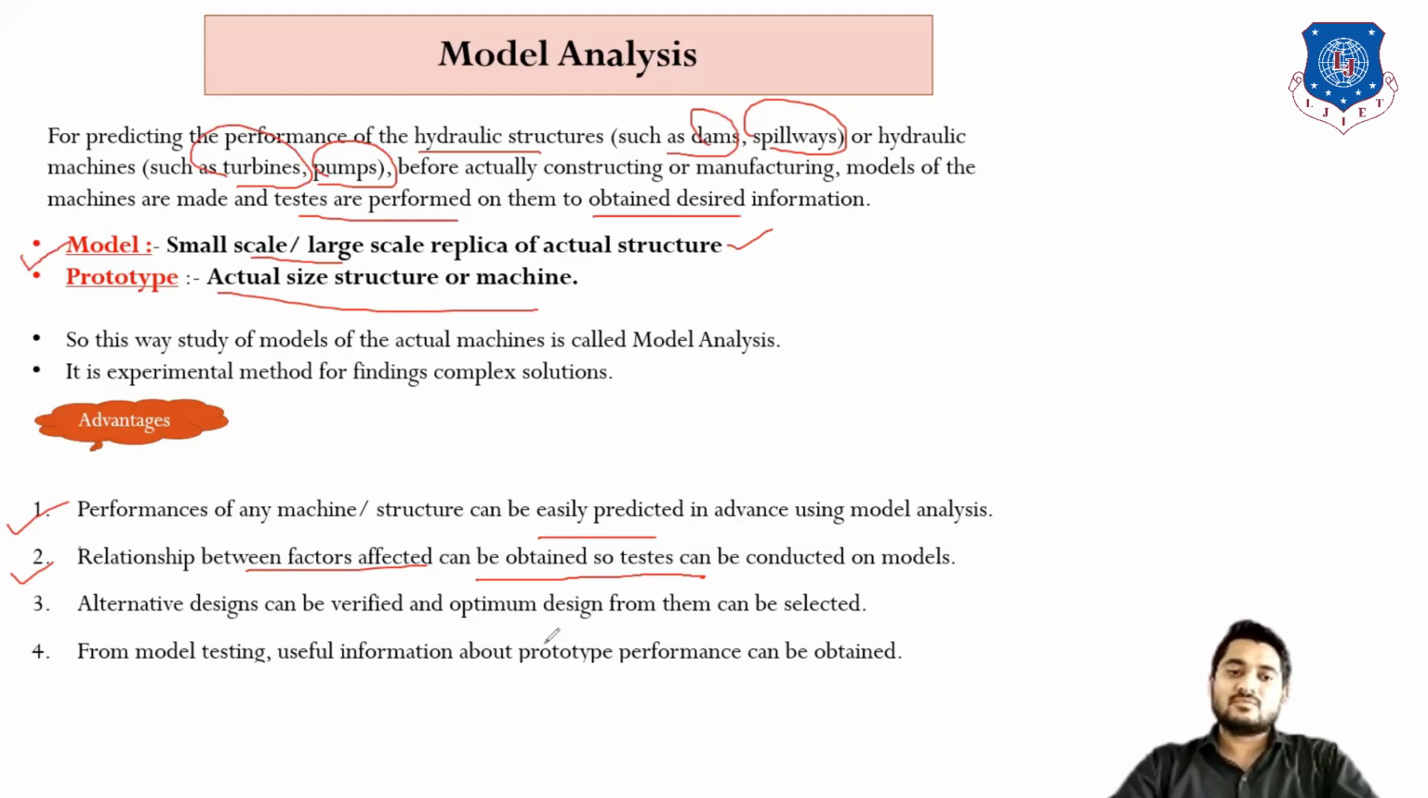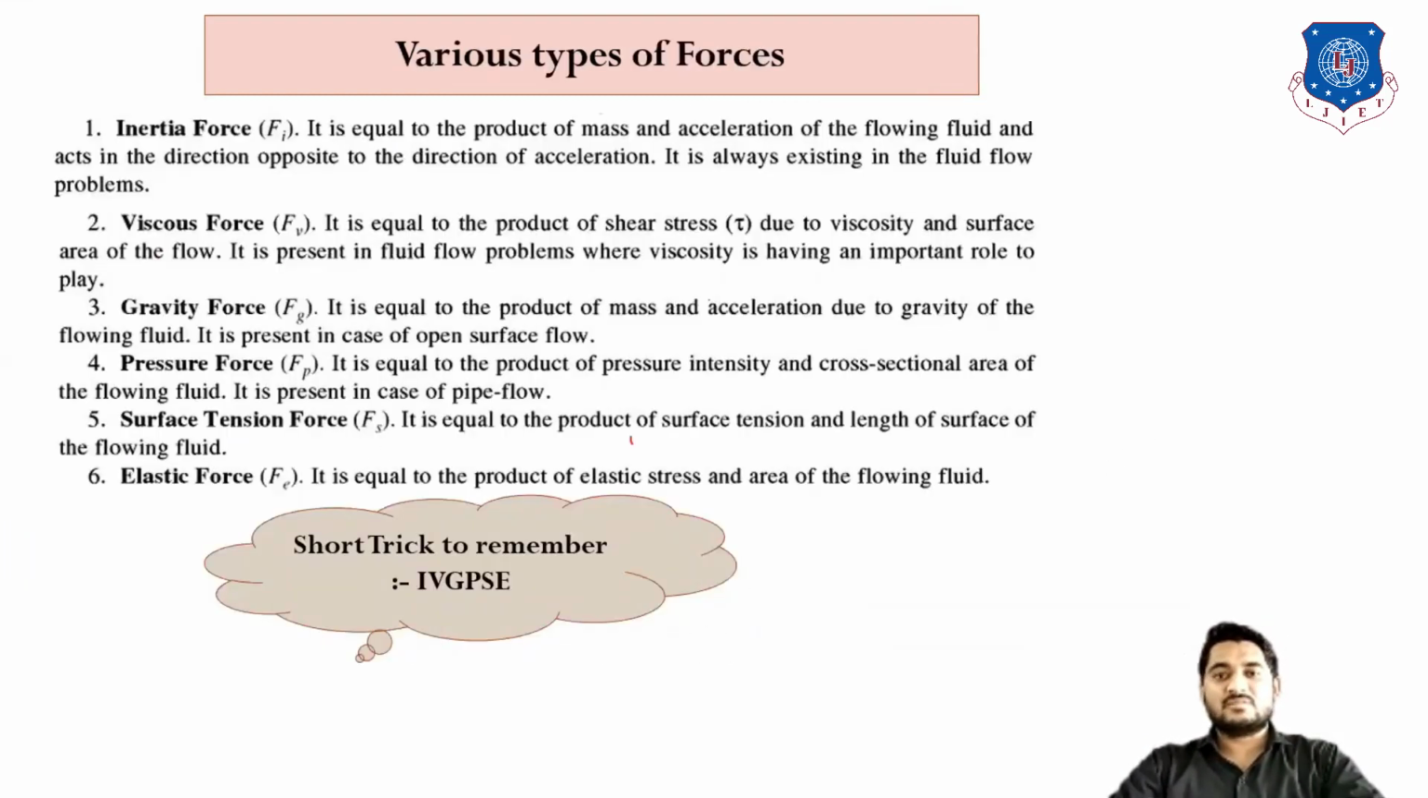As you know, model analysis is one kind of trial and error method. So by this method, you can also optimize your result by constructing models two or three times. Last one is that for model testing, useful information about prototype performance can be obtained. On models, we can perform many types of testing. So we can compare model and prototype and we can predict prototype performance also. So let us discuss further things about model analysis.